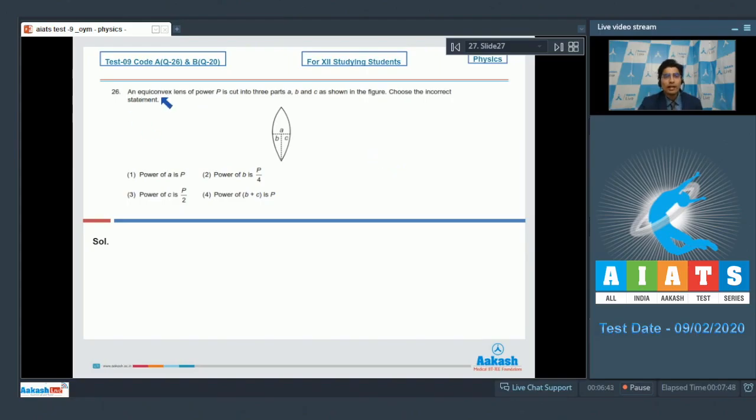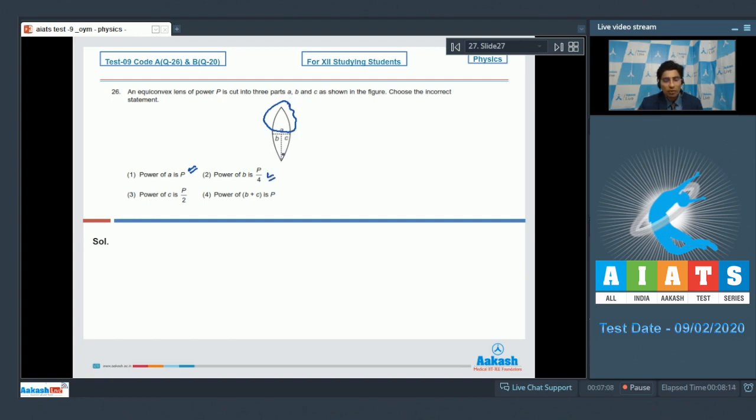Question 26 says, an equiconvex lens of power P is cut into three parts, A, B, and C as shown in the figure. Choose the incorrect statement. First statement, power of A is P. Dear students, this is a correct statement because both the radius of surfaces remain the same. So, hence the power or the focal length would remain the same.